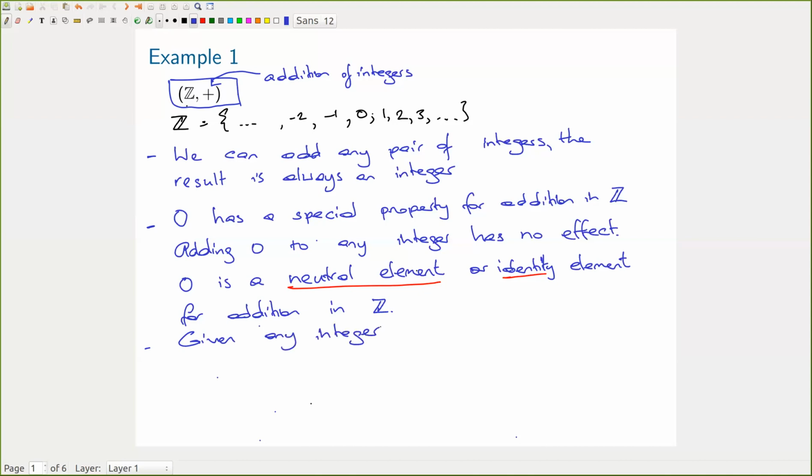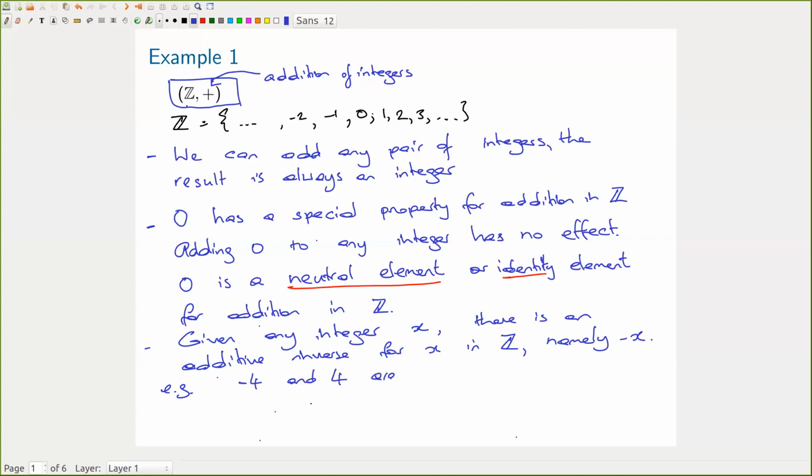Here we need to state a definition. Given any integer x, there is an additive inverse for x in the integers, and that additive inverse is its negative. So for example, -4 and 4 are two integers that are additive inverses of each other. I haven't said what that means.